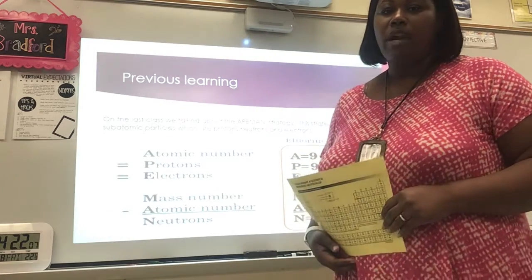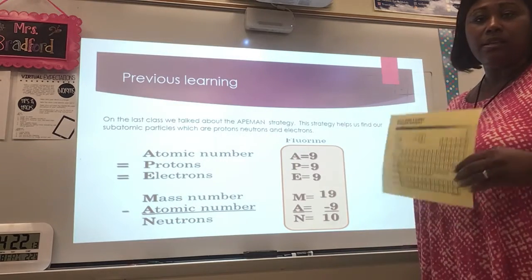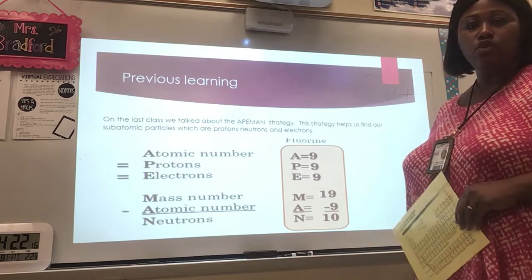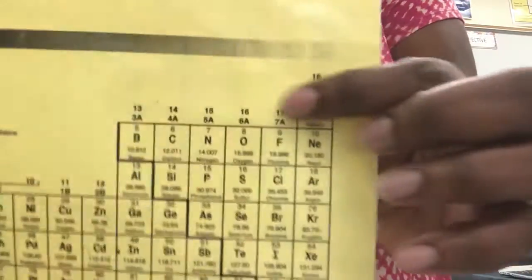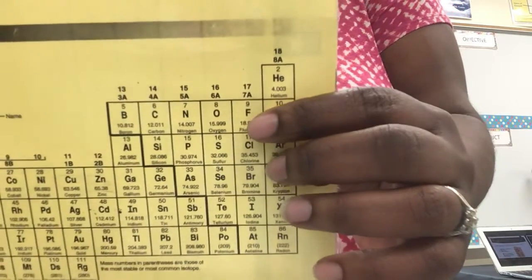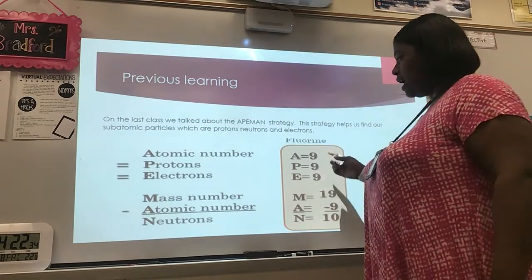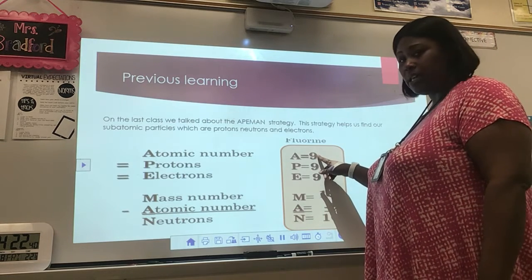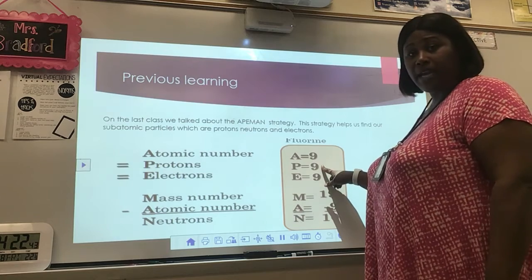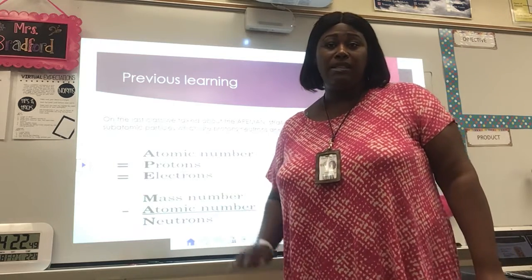All right, so I've provided an example up here of this particular element that we're going to discuss, how we found the protons, electrons, and neutrons for fluorine. All right, so if you come to your trusted periodic table and you take a look at fluorine, here's our atomic number, here's the atomic mass for fluorine. So we're going to input that number inside of our 8-man strategy. So A, the atomic number, is 9. So if my atomic number is 9, that means my protons are also 9, which means my electrons are also 9. So anytime you have your protons and electrons, they should always be the same number.